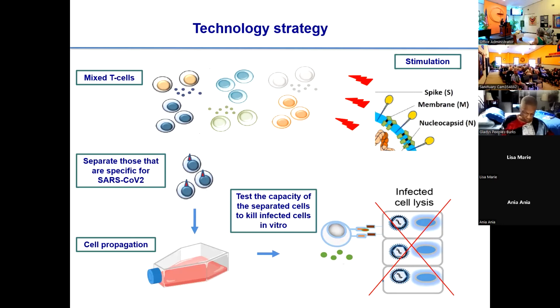And actually they did. We discovered that of the three proteins that we used for stimulation, the M protein is the best to stimulate this kind of response. All of them do, but the M protein is the one that stimulates the largest number of cells and has a higher effect on infected cells.